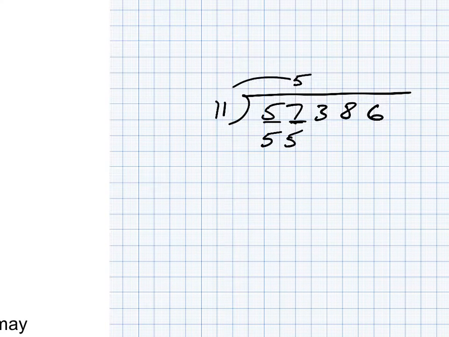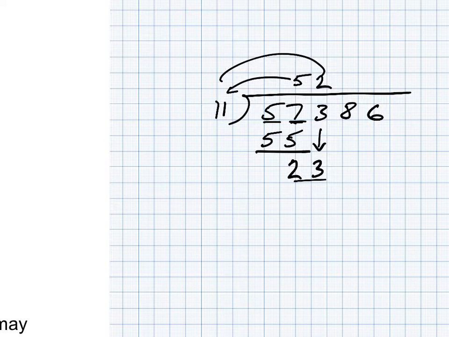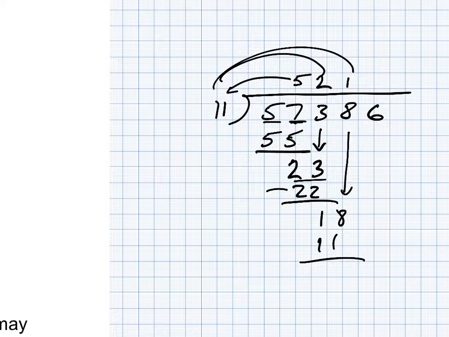We multiply 5 times 11 to get the 55. We subtract to see how much remains. We bring down the next digit. And now we look to see how many times 11 goes into 23. Well, 11 goes in twice, and there's going to be some left over here, but we'll go ahead and multiply 2 by 11 to get 22, and subtract to get 1. Bring down the next digit for the 18, and then we ask the question again, how many times does 11 go into 18? That answer is 1. 1 times 11 is 11, and we subtract.